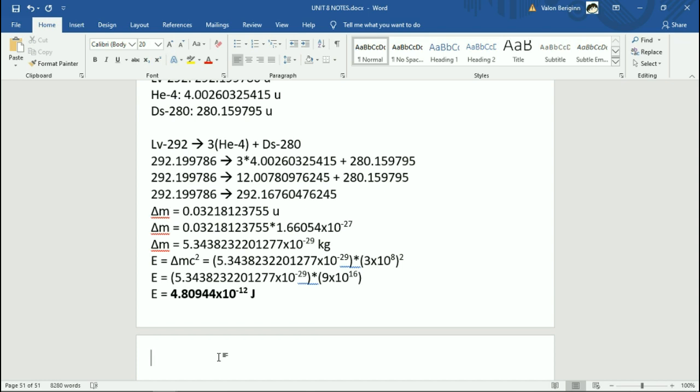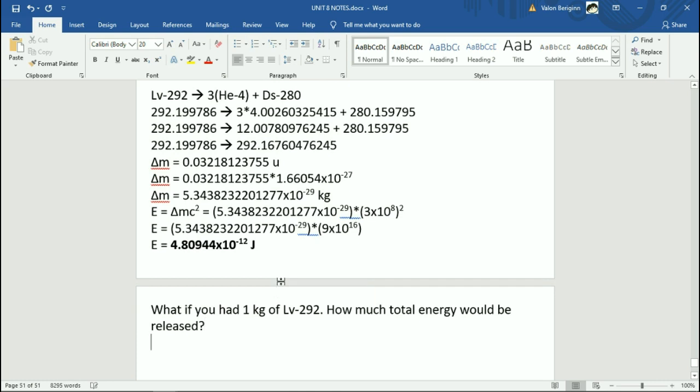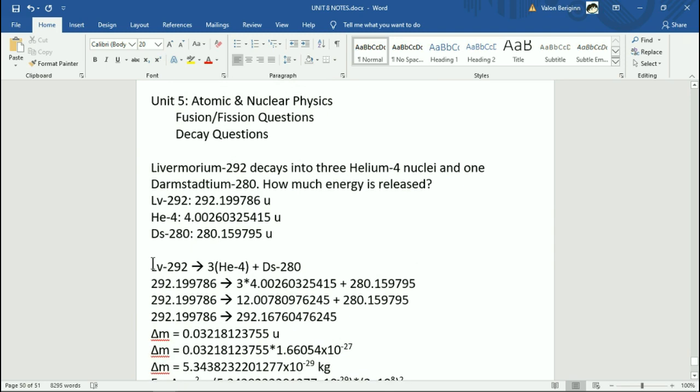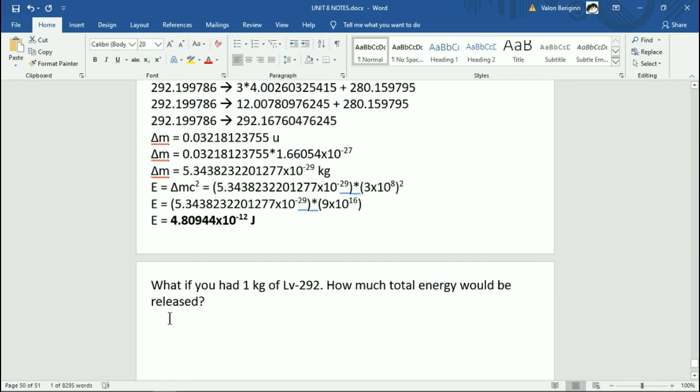Now, I could go further. For example, I said, what if you had 1 kilogram of livermorium-292? How much total energy would be released? Okay. So the idea is that this is energy per reaction, and each reaction starts with 1 livermorium atom. So in other words, 1 atom results in this much energy. So then we need to find out how many atoms are in 1 kilogram. Well, we therefore need to find out the mass of one atom of livermorium-292 in kilograms.